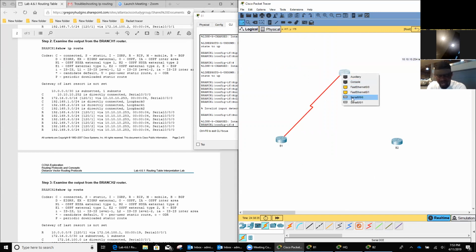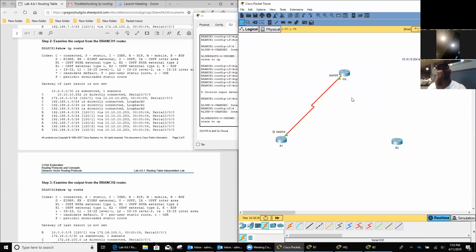All right. Let's go on to serial interface 0/0. Now let's do the same thing: go from branch 2 to branch 1. I mean, let's do the same thing, go from branch 2 to HQ. Zero zero zero one zero one. Yep, to 01. All right, cool. So now let's go back to your CLI.